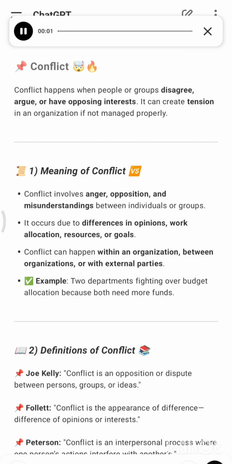Conflict. Conflict happens when people or groups disagree, argue, or have opposing interests. It can create tension in an organization if not managed properly.